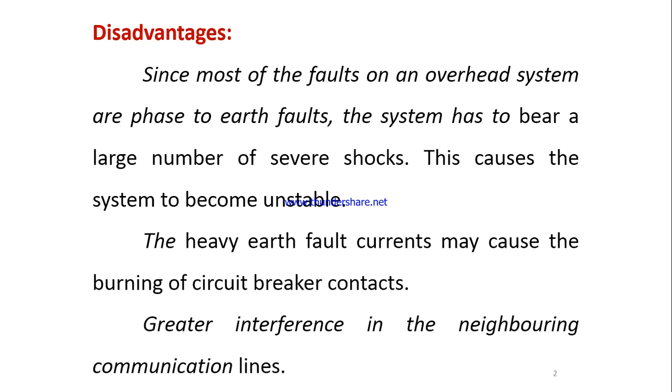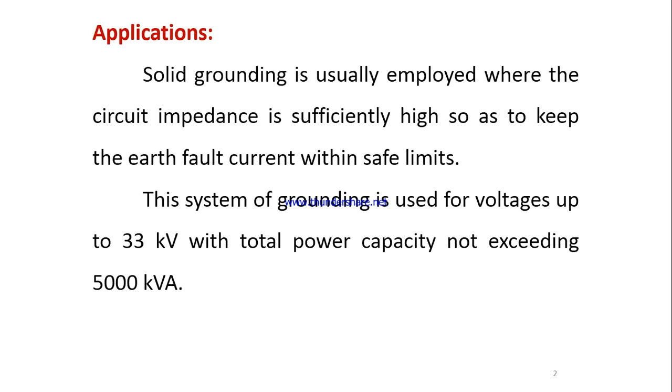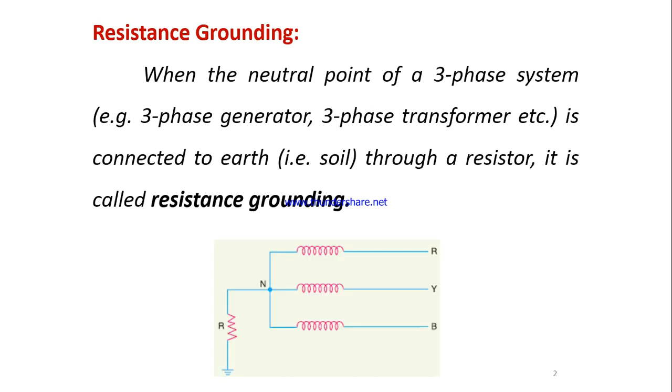Disadvantages: if there is a large number of severe shocks, the system may become unstable. And if heavy earth fault currents flow through it, the circuit breaker contacts may burn off. Greater interference with neighboring lines is also possible, and certain measures can reduce these disadvantages. Application: it is employed where the circuit impedance is sufficiently high to keep the earth fault current within safe limits, that is at 33 kV or 5000 kVA.